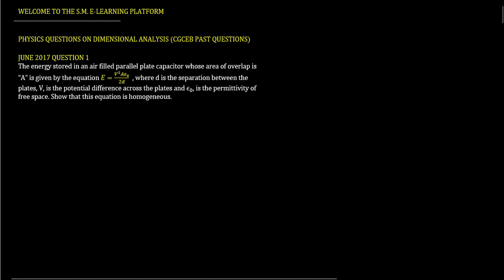Now we are going to begin with June 2017, the very first question. It says the energy stored in an airfield's parallel plate capacitor whose area of overlap is A is given by the equation E is equal to V squared A epsilon naught divided by 2D, where D is the separation between the plates, V is the potential difference across the plate, and epsilon naught is the permittivity of free space. Show that this equation is homogeneous.